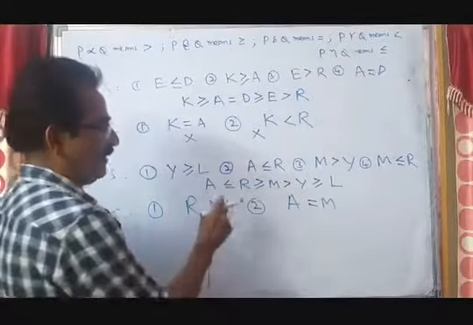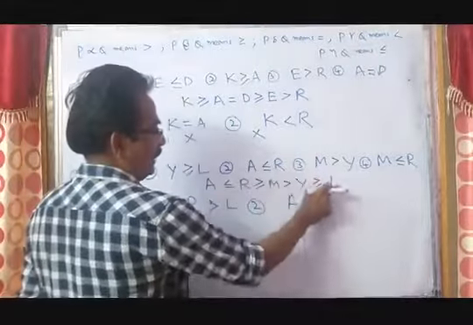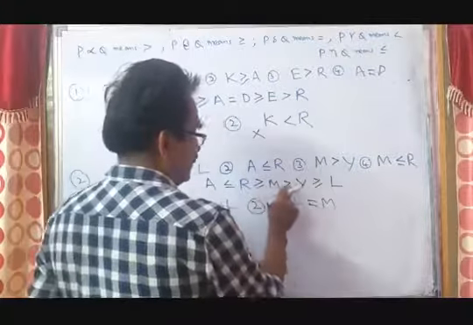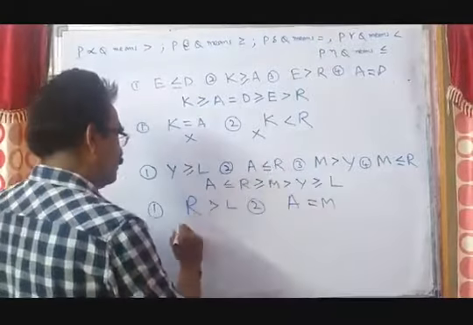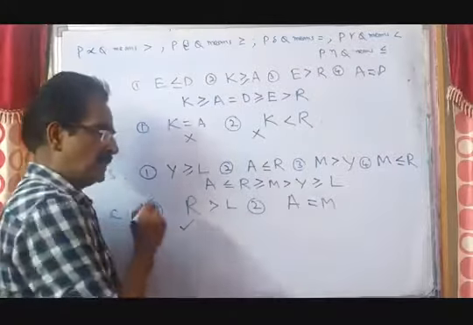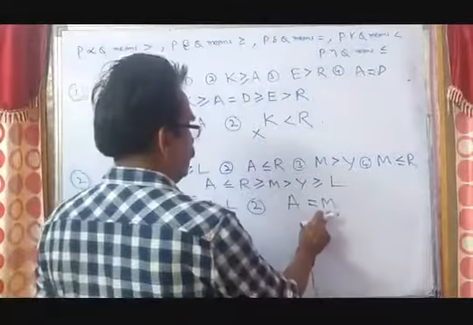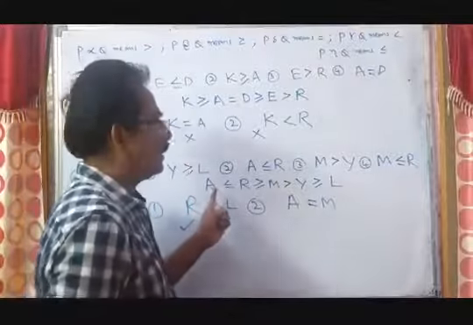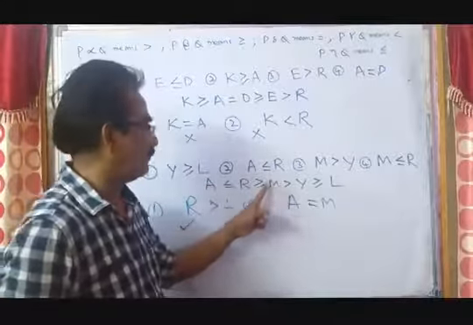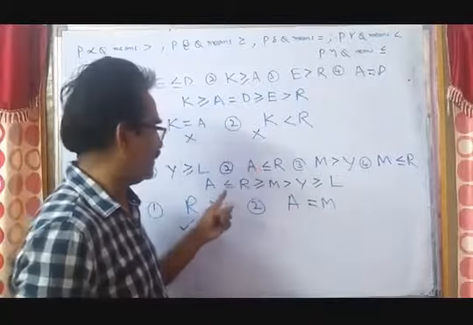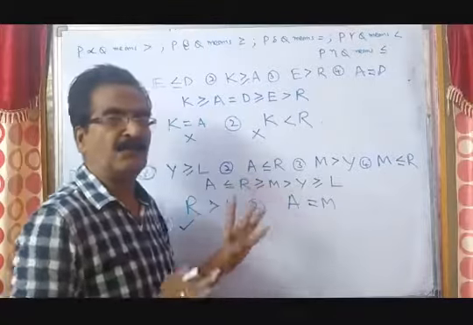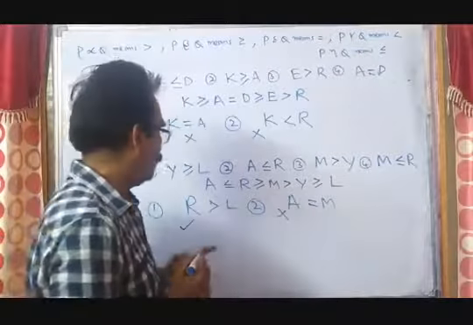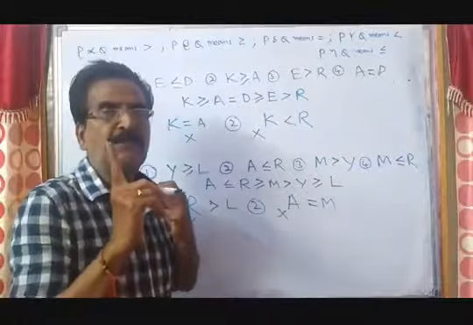R greater than L. Between R and L, greater than or equal to, greater than or equal to. So when there are greater than or equal to and greater than, greater than is followed. So R greater than L is followed. This first conclusion is true. A is equal to M? No, there is no relation. In fact, we can't establish any relation between A and M because there are opposite inequalities, less than or equal to and greater than or equal to. This conclusion does not follow. So your answer is only conclusion 1 is true.